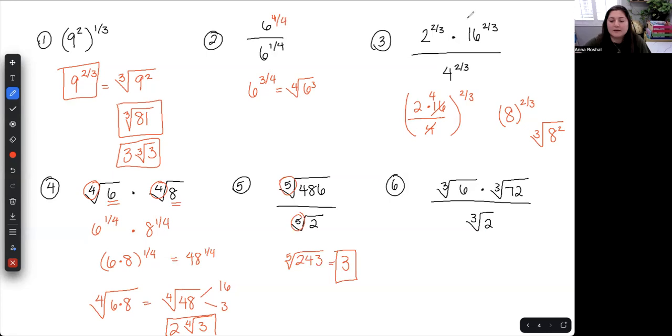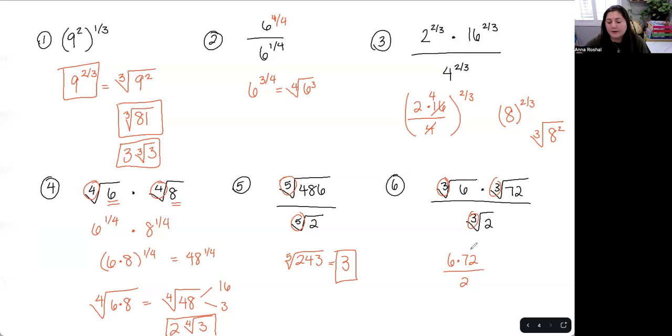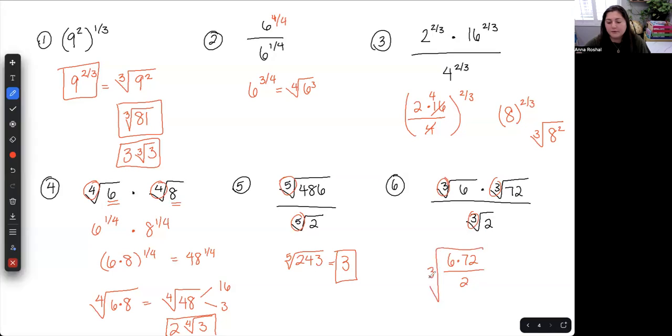Same thing in here, as this number 3. These are all third roots. So I can take 6 times 72 over 2, and then go in and take the third root of all of that. 2 and 6 can simplify to 3, and then 3 times 72 is 216, and then the third root of that is actually 6.